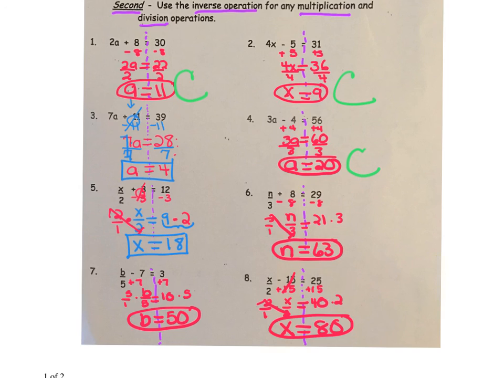Number 6, n equals 63. Number 7, b equals 50. And number 8, x equals 80. This concludes page 12 of your packet.